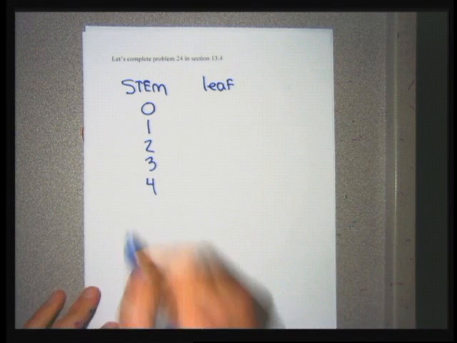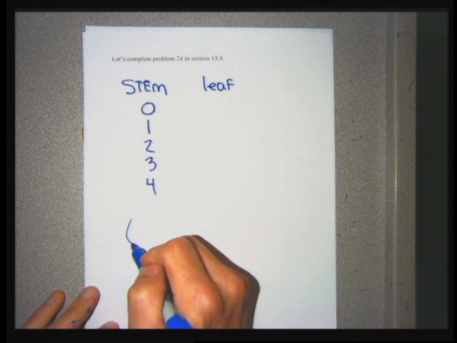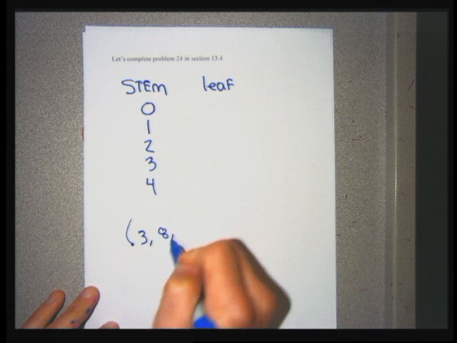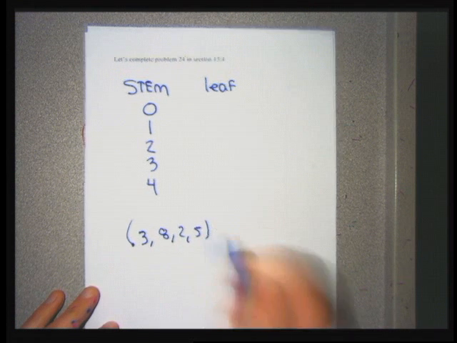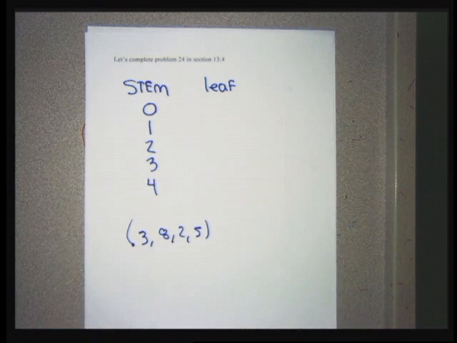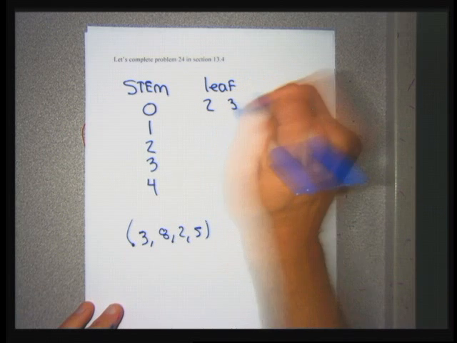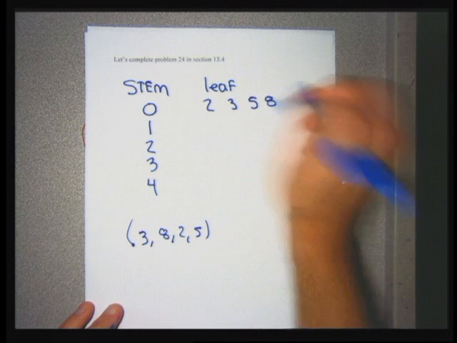So in problem 24, the single digit miles, there was somebody that went 3 miles, 8 miles, 2 miles, and 5 miles. I just took that from the data because you might not have the data in front of you. And my leaves next to the 0 are just going to be 2, 3, 5, and 8.